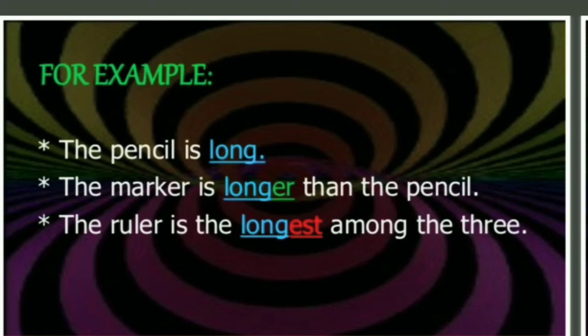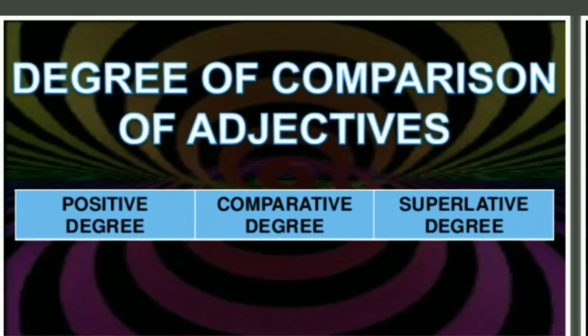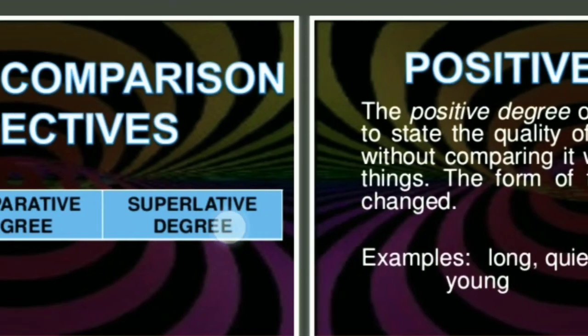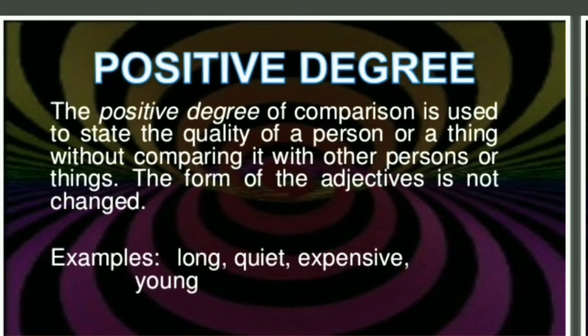Okay. So now, as I explained before, there are 3 types of degrees of comparison: the positive degree, the comparative degree, and the superlative degree. The positive degree of comparison is used to state the quality of a person or a thing without comparing it with other persons or things. The form of the adjective is not changed. Okay, students. So in positive, nothing is compared to anything.